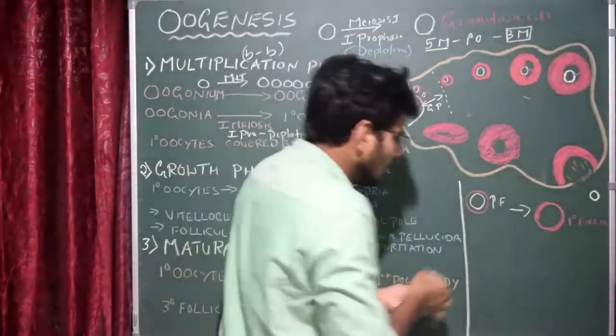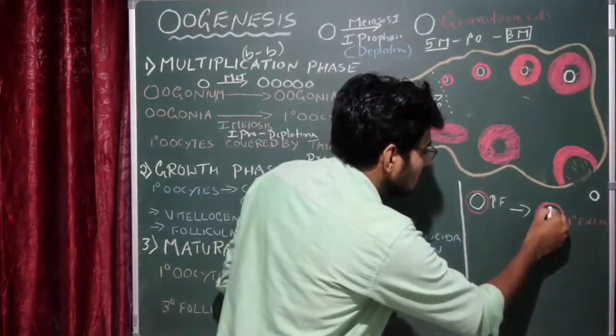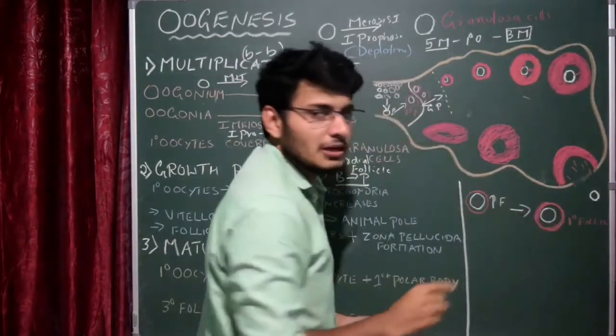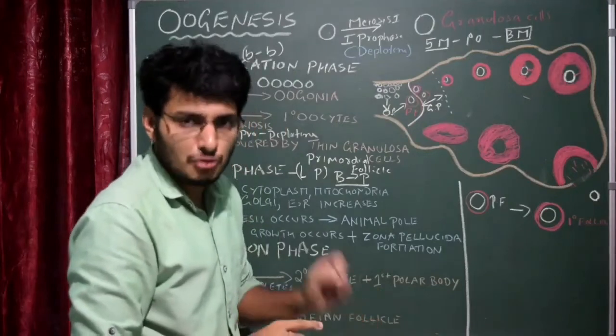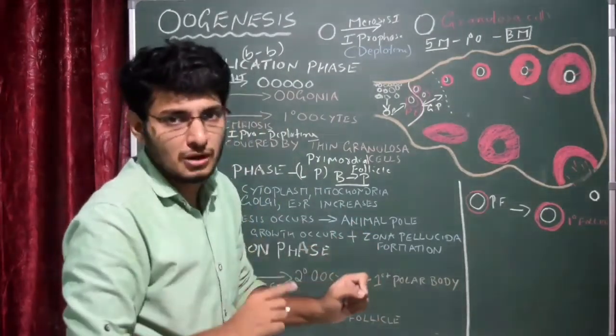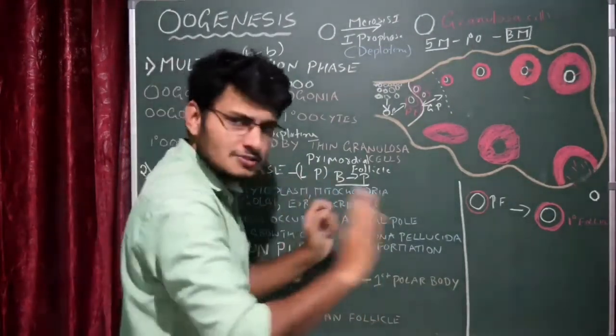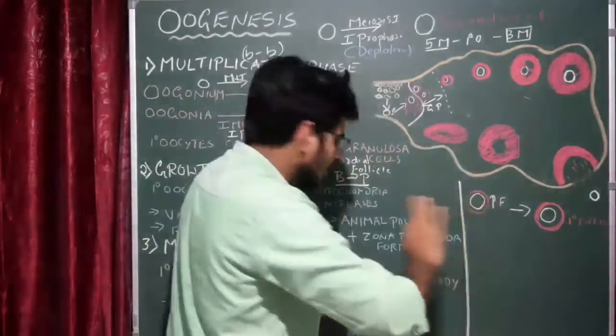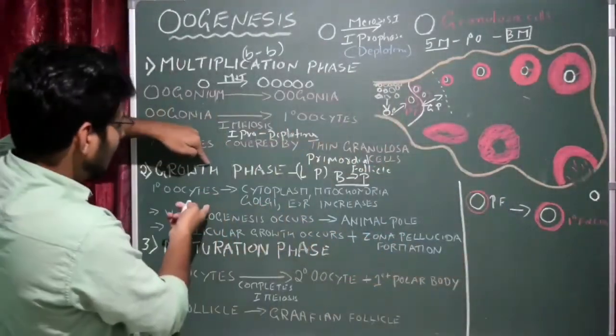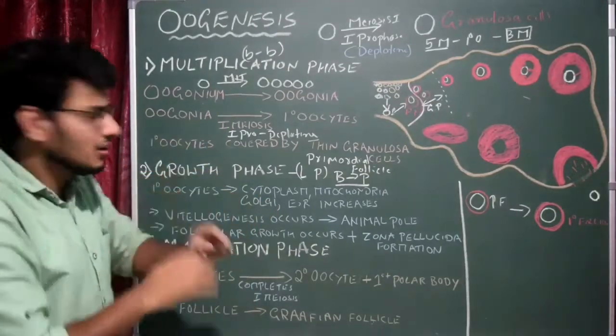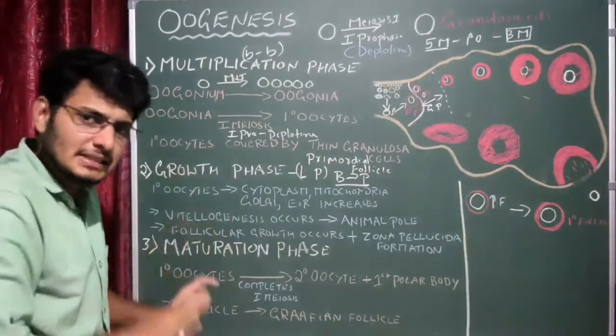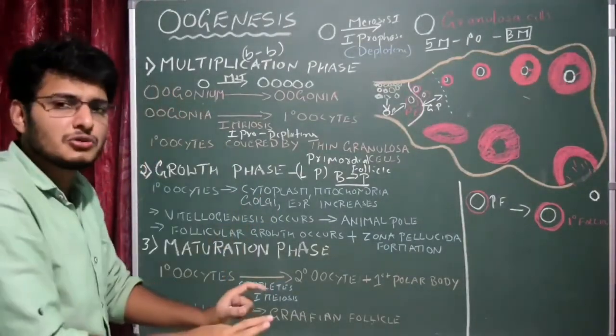Now inside this primary follicle, there is only the primary oocyte, arrested at first prophase of meiosis 1, particularly in the diplotene stage. Nothing will happen to it in the growth phase. No cell division occurs in the growth phase. It will remain as it is, only primary oocytes will be there.